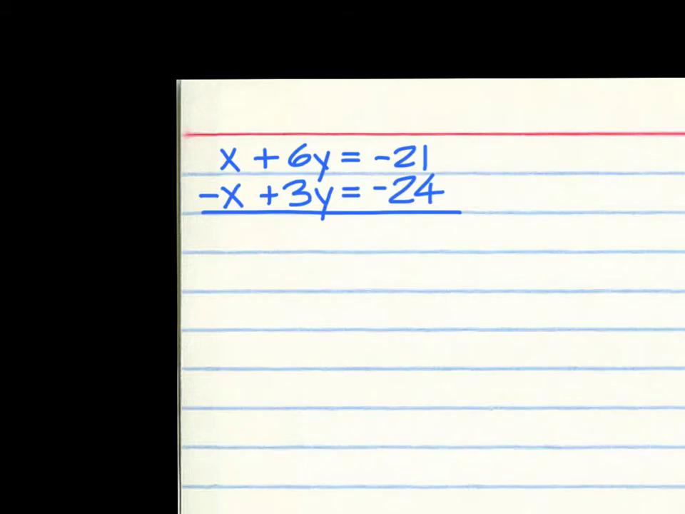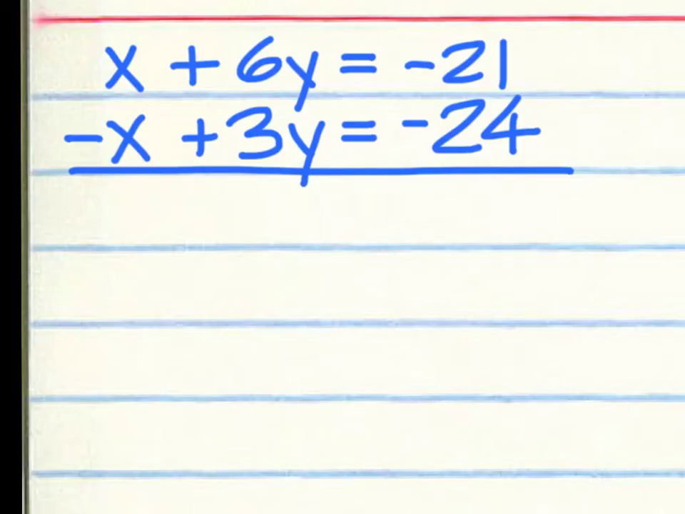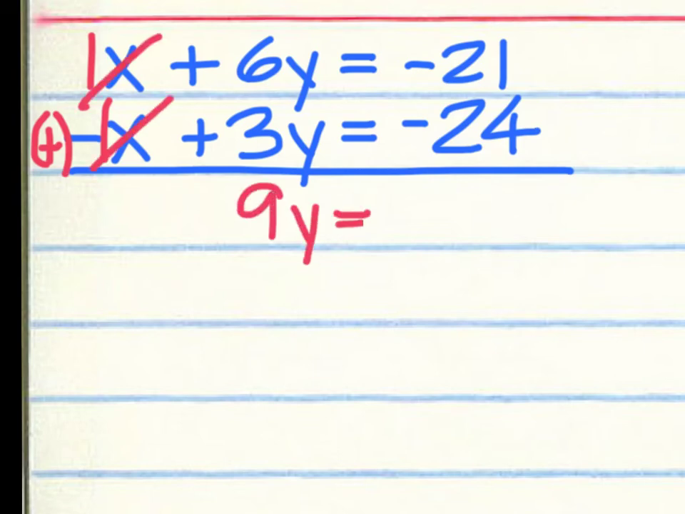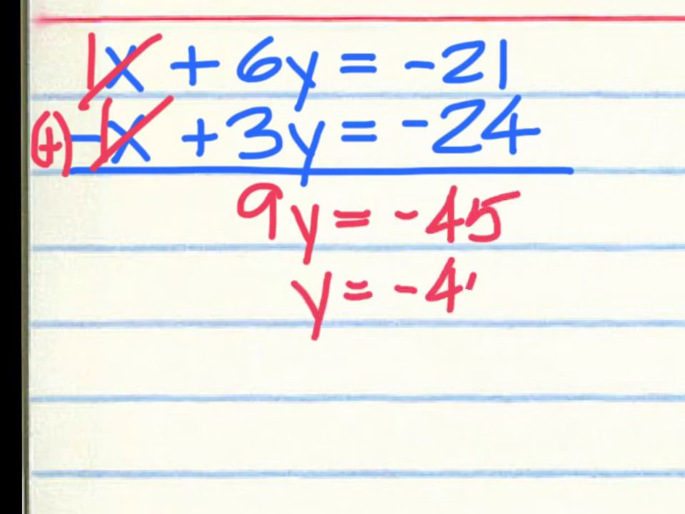To start on this one, you already have a 1 and a negative 1 out front. The signs are opposite, so just add them together. Cancel these out. You'll have a 9y equals a negative 45. So negative 45 divided by 9 is a negative 5.